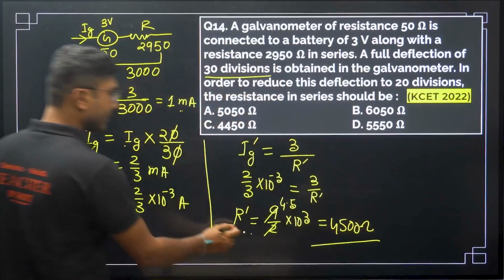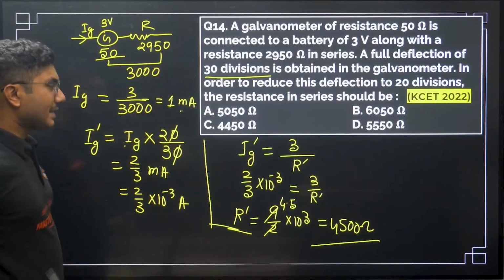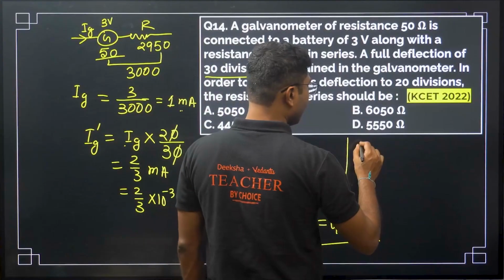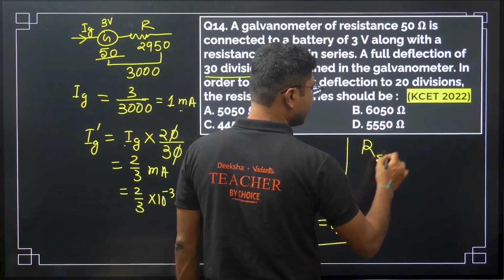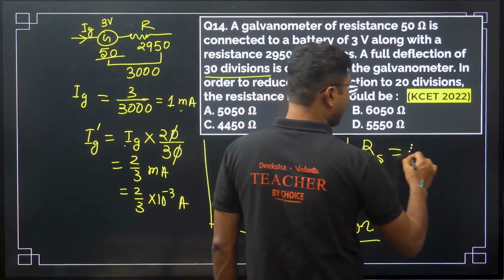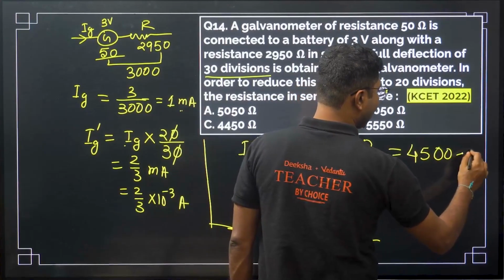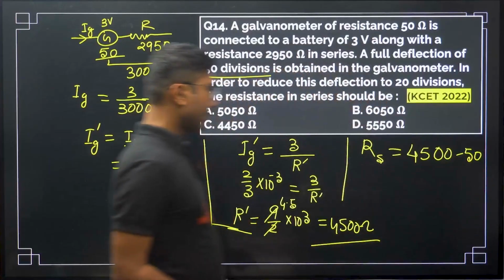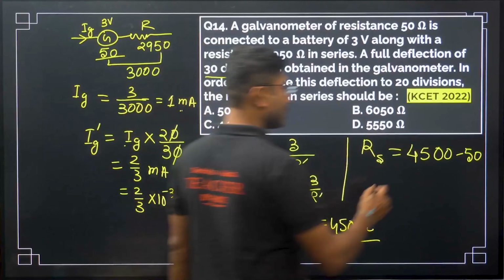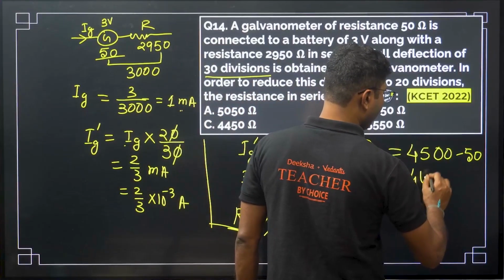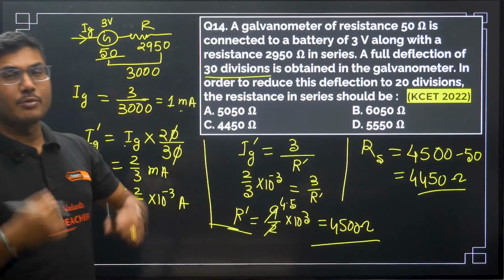Now this is the total resistance. Total resistance includes the galvanometer resistance plus the external resistance, right? So what is the external series resistance? That will be 4500 minus the galvanometer resistance. This is the total resistance, which includes the galvanometer resistance as well as the resistance externally connected. So it will be 4450 ohm.